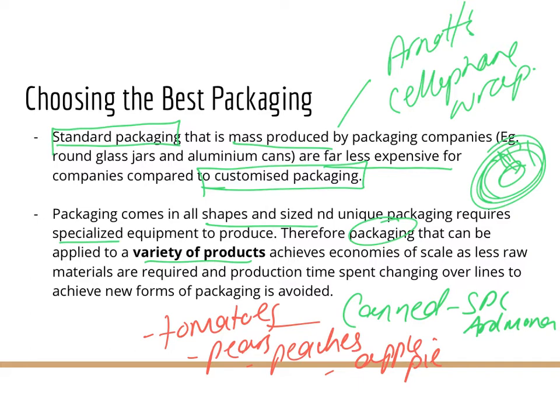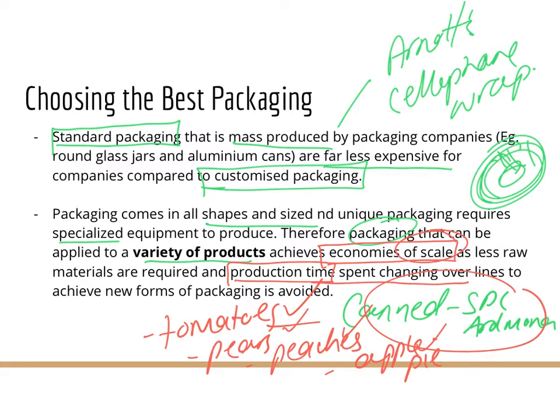Now, what this does is it achieves economies of scale, okay? Because it means that that company is producing a really, really large volume of a product, and it means that they can save money because they are purchasing the packaging in a very, very large quantity. This also does save a lot of time in production because the packaging stage of production would be the same for tomatoes, pears, peaches, apple pie at SPC Ardmona. So they wouldn't really have to replace the packaging if they are producing all of these products. And this means that no time is spent to change the packaging over lines, and it also means that packaging that is new isn't really created, and it therefore also saves quite a bit of money.